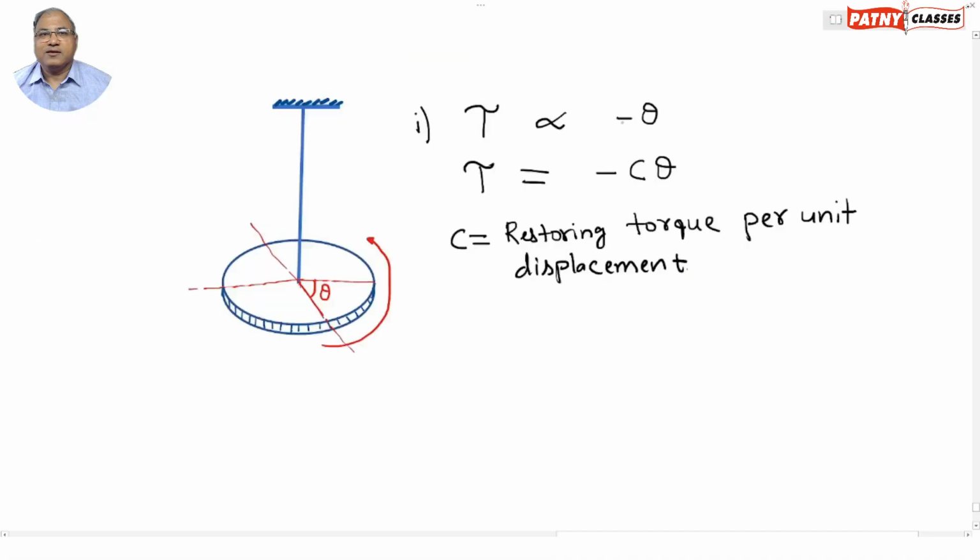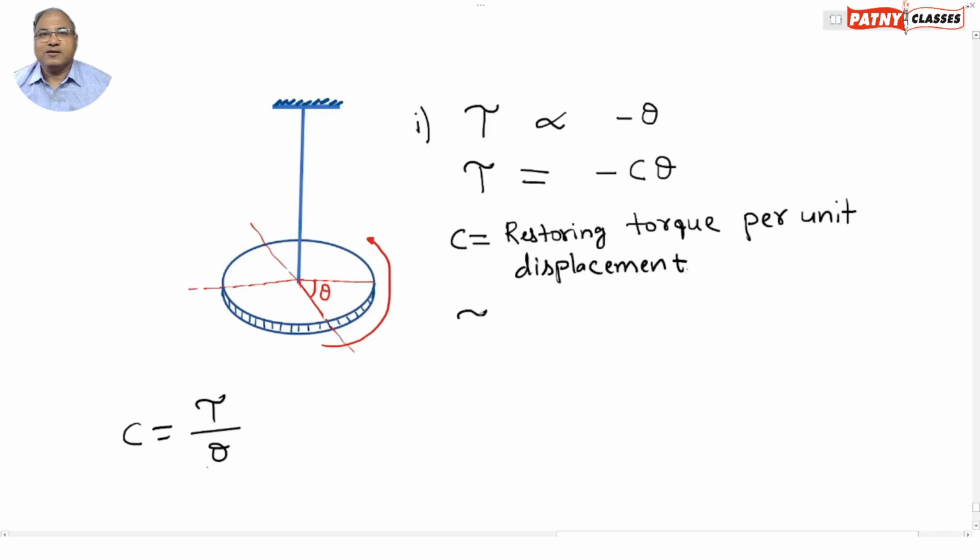So torque is directly proportional to the negative of angular displacement. Why? Because torque is directed in the opposite direction of angular displacement. Therefore, we take a negative sign here. So tau is proportional to negative theta. Now the constant of proportionality is C. So tau equals minus C theta. What is C? C is equal to tau divided by theta. Tau is nothing but torque and theta is nothing but angular displacement, and the negative sign stands for opposite direction. The magnitude of C is equal to tau divided by theta. Therefore, C is nothing but restoring torque per unit displacement.